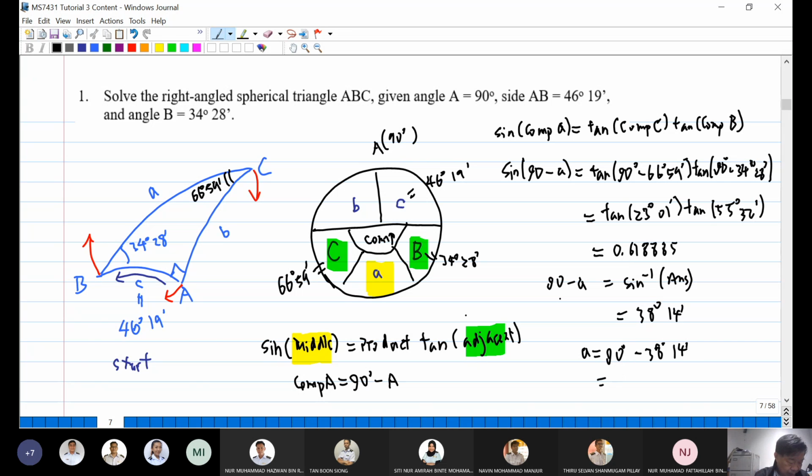So you take 90 degree minus 38 degree, 40 minutes here. So 51.46. All right. So this is a side A. So 51.46, 51 degree, 46 minutes here. After we find this, so I can WhatsApp this to you.